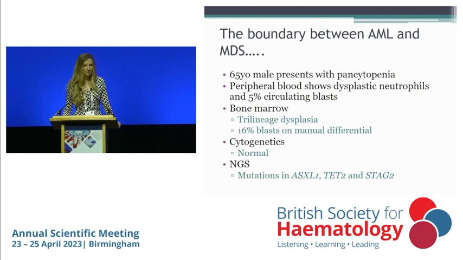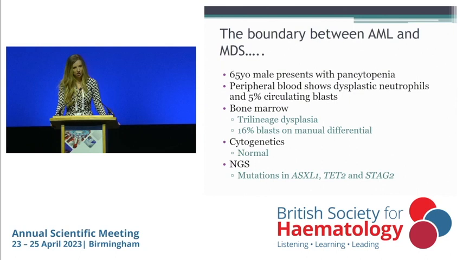And then this other area, which I know has created a lot of discussion both nationally and in our labs and internationally, is the area of the boundary between AML and MDS. And I'm going to discuss a couple of different scenarios for this. So this is a 65-year-old male who presents with pancytopenia. Peripheral blood shows dysplastic neutrophils and 5% circulating blasts. The bone marrow shows trilineage dysplasia, 16% blasts on a manual diff.